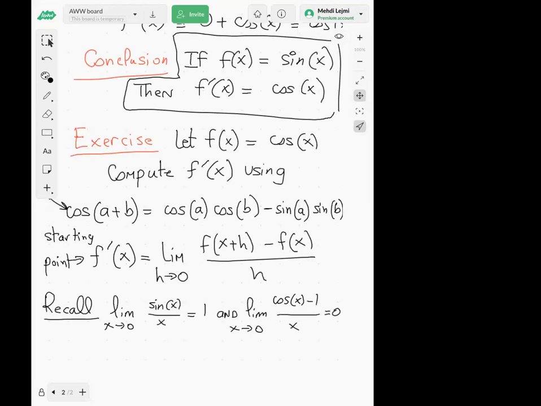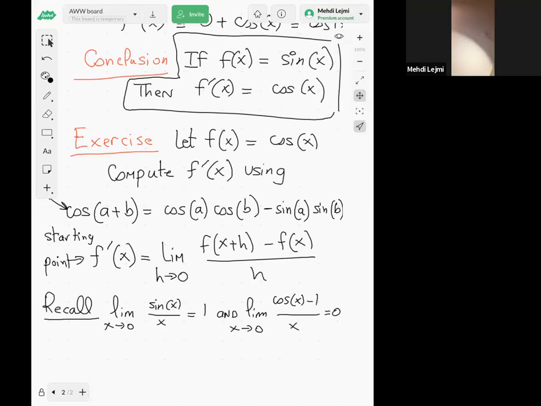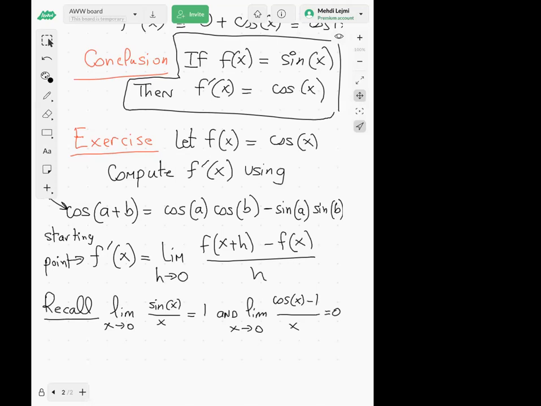The final result is minus sine of x. Yeah, absolutely, Ibrahim. The final answer should be minus sine of x. Yeah, very good. You got minus sine of x. Yes, very good, very good.